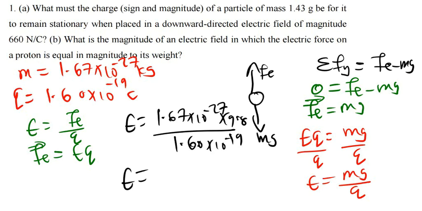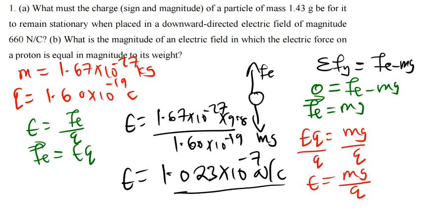So the electric field for this proton is going to be 1.67 times 10 to the power 27 times 9.8, divided by 1.60 times 10 to the power negative 19. I'll put it in scientific notation. The answer is 1.023 times 10 to the power negative 7 Newton per Coulomb. That is my electric field. So that is it for this question.